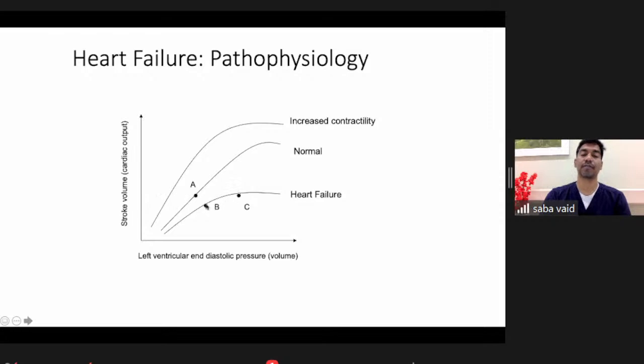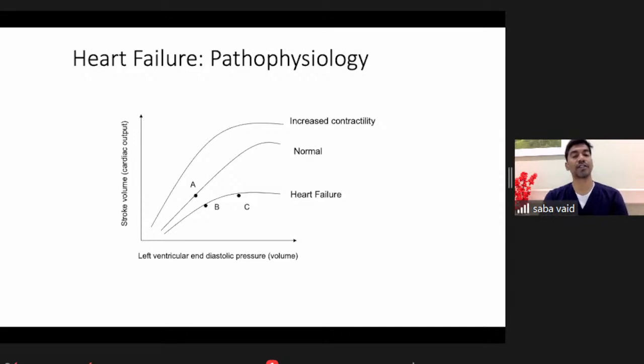It has just come from this point to this point. Whereas if it were a normal heart, for an LVEDP of here, your stroke volume would be here, but here. Whereas in a failing heart, the left ventricular end diastolic pressure does not contribute much to the increase in stroke volume. This is largely the pathophysiology of the heart failure.